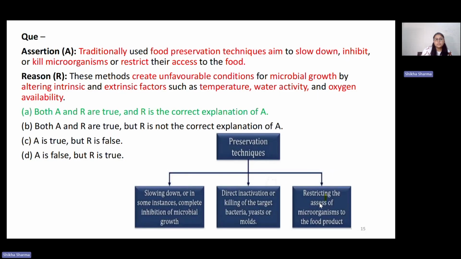Okay, let's see the answer. So basically here both assertion and reason are correct, and the reason is the correct explanation of assertion. So we have these traditional food preservation techniques, and they work with three aims: slowing down, or in some instances complete inhibition of the microbial growth; second, direct inactivation or killing of the target bacteria, yeasts, and molds; and third, restricting the access of the microorganisms to the food products. So the assertion is correct.